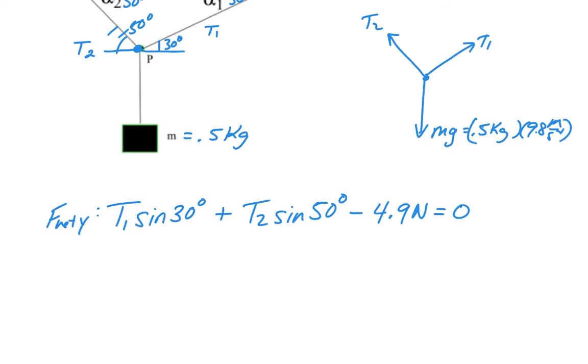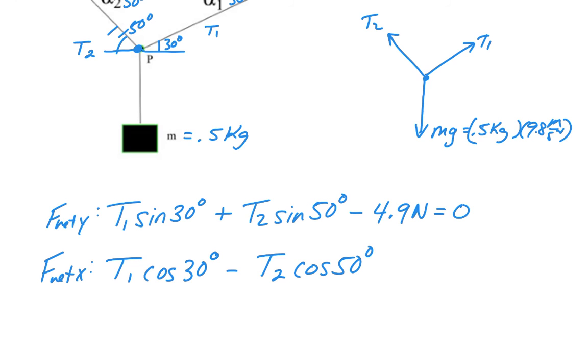Now let's take a look at what's happening in the x direction. So my net force in the x direction. Well, I don't have to worry about the force due to gravity because it's all in the y direction, but I do have to worry about my two tensions, T1 and T2. So T1 in the x direction is simply going to be T1 times the cosine of 30 degrees, and that's going to be positive because T1 is pointing to the right. And then I'm going to look at T2, and the component of T2 in the x direction is going to be T2 times the cosine of 50 degrees. And those two have to add up to 0.